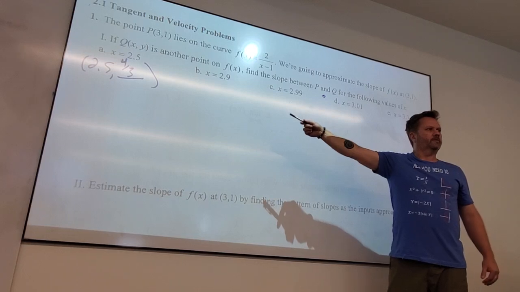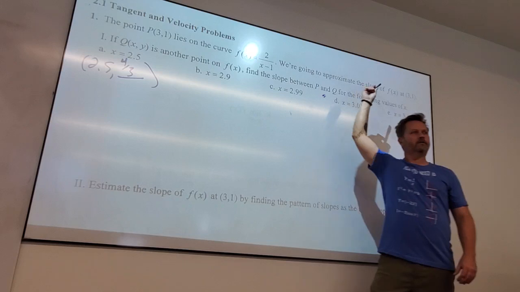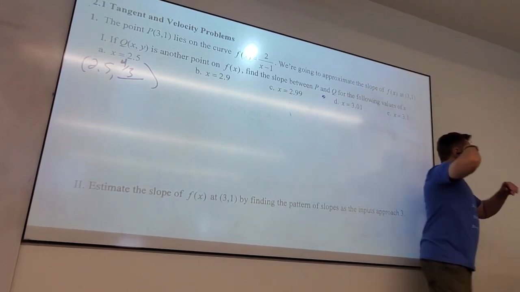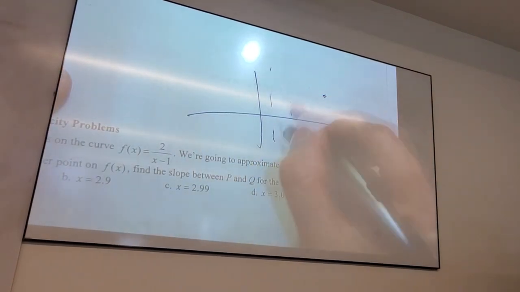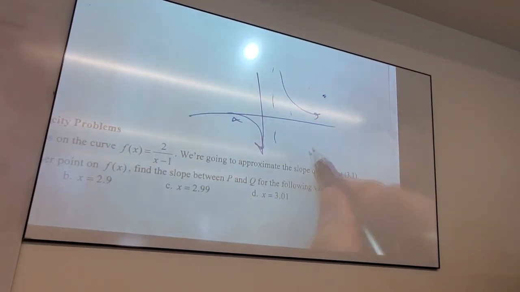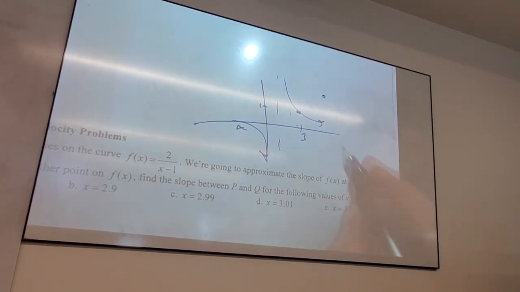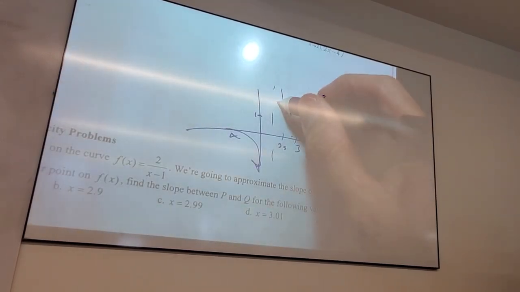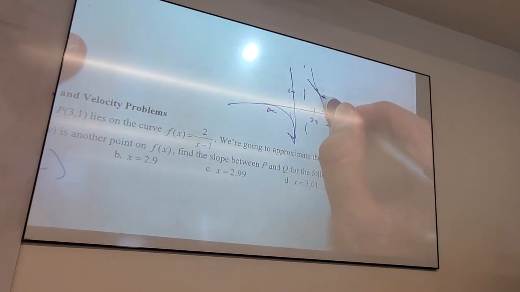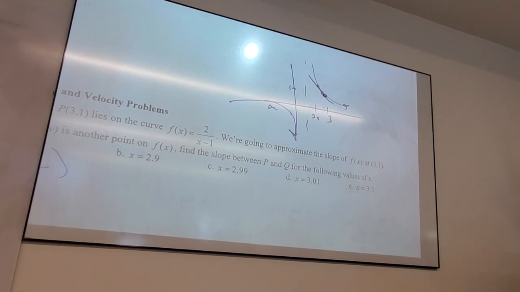Now I do. Can you guys, what am I going to get the slope between this point and 3, 1? So what I'm doing is, this function looks roughly like this. I want to know at 3, 1, what is the slope there? So I'm going to take the point 2.5, 4/3, and I'm going to get a slope between those two. Then I'm going to take 2.9 and get the slope between those two. As I get closer, the slope I get becomes closer and closer to the slope at 3, 1.